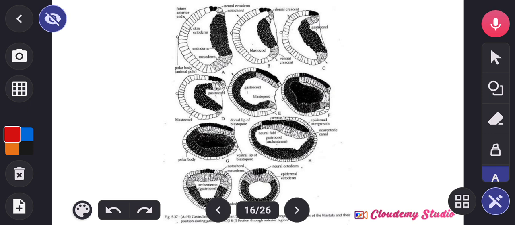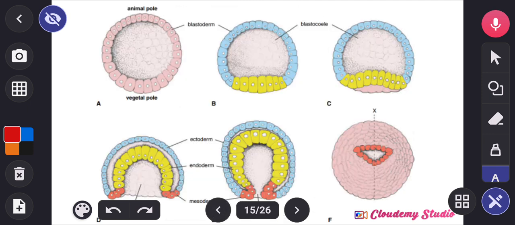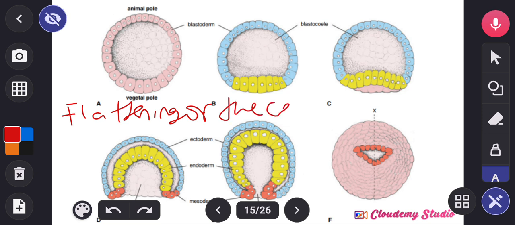You understand? Now, let's now talk about this. Now, the first thing, the gastrulation is actually initiated by the blastoderm at the vegetal pole becoming flattened. You understand? That is what initiates gastrulation itself. Flattening of the cells at the vegetal pole.